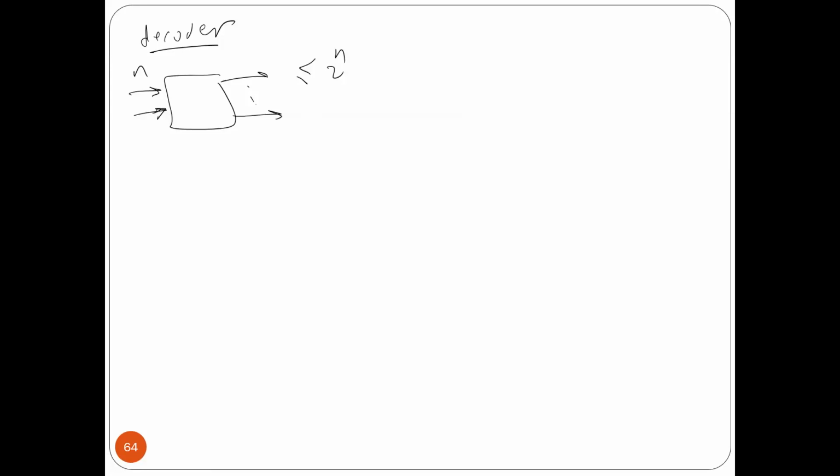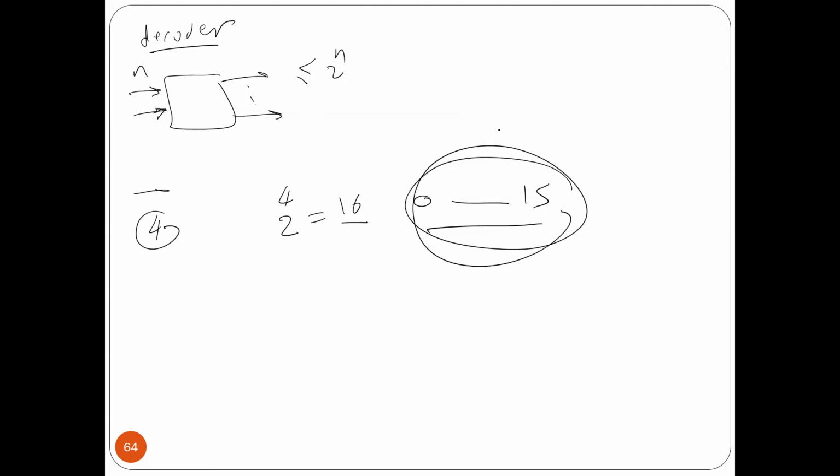For example, it may happen that I have 4 inputs. So in the output, I can have up to 2 to the power of 4, which is 16, from number 0 until number 15. But I'm not going to use the whole range. For example, I'm going to use from 0 to 9. You got what I'm saying? So that's why I'm saying less than or equal. But most of the time it's equal. In general, it can be less than or equal.